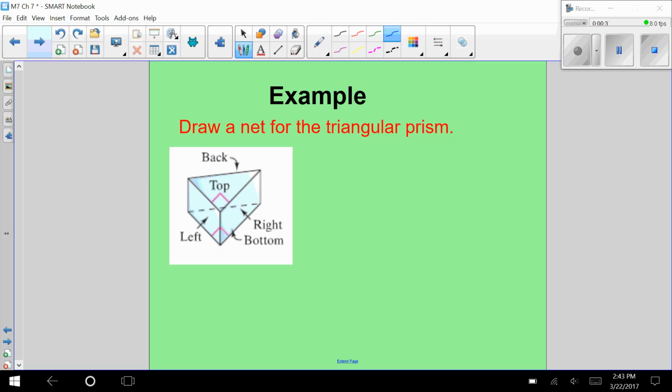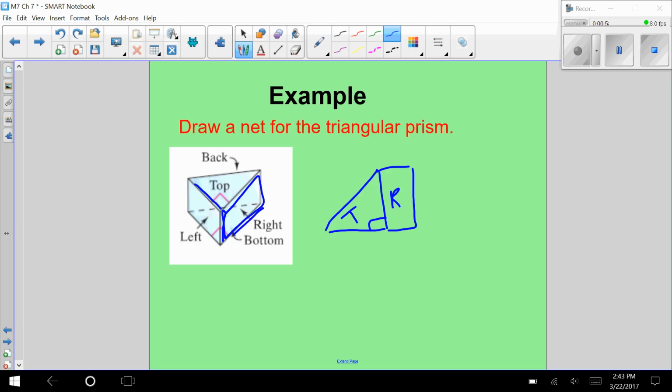Let's start by drawing a net. We have a triangular prism. So I'm going to start by drawing my top. It is a right triangle. I'm going to label it T for top. Then the top connects to the right here. Let's draw that right. It is a rectangle. I call it R for right.